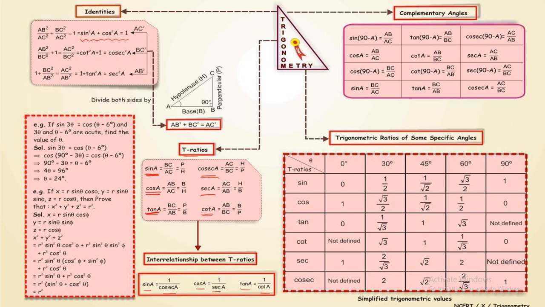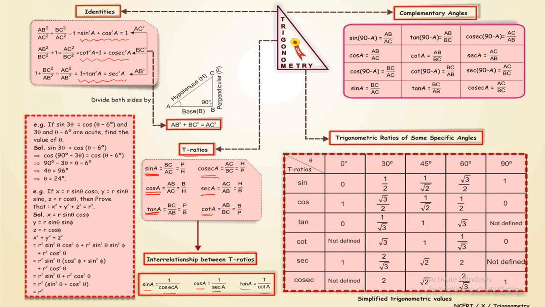Next, the second identity is secant square A minus tan square A is equal to 1. Next, cosecant square theta minus cot square theta is equal to 1. So this is the third identity. So these three identities are very useful, right?